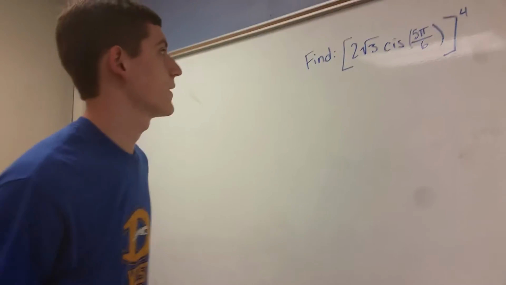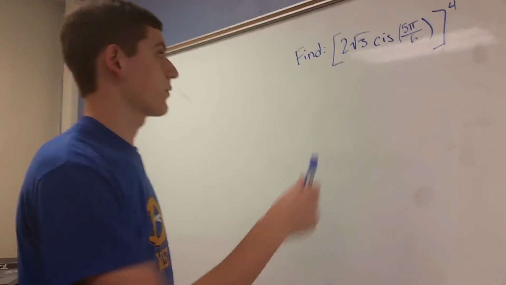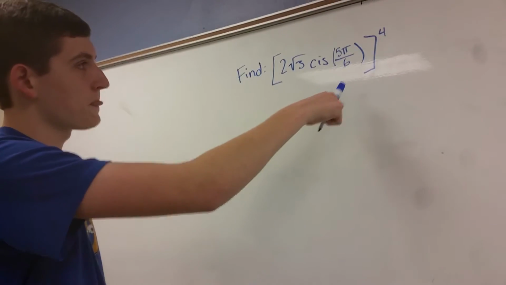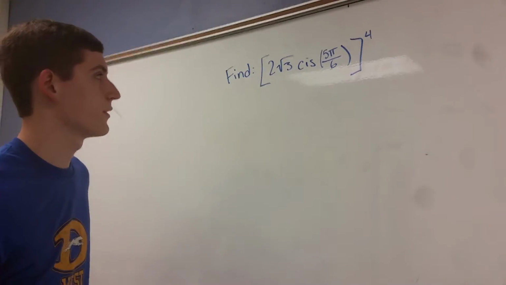Alright, so the next thing we're going to do is we're going to use Moivre's theorem to find the quantity 2 root 3 cis 5 pi over 6, all of that to the fourth.